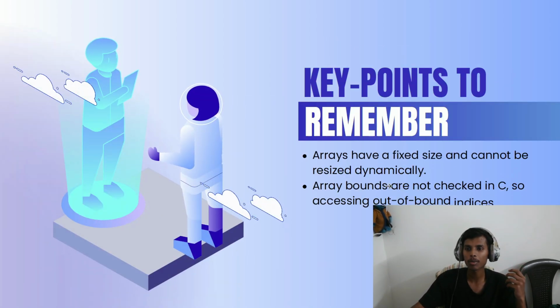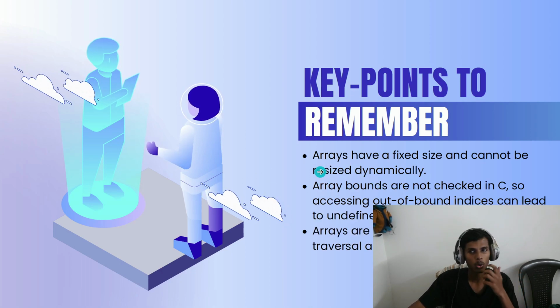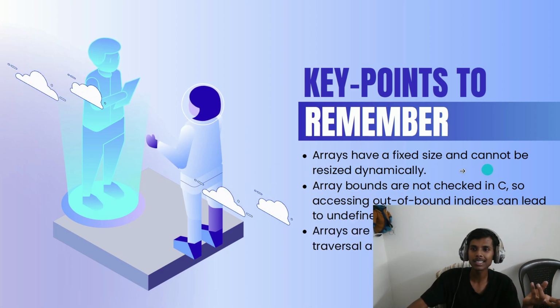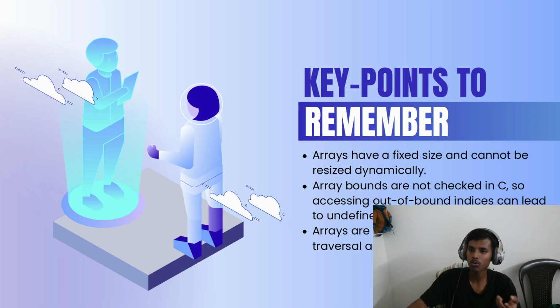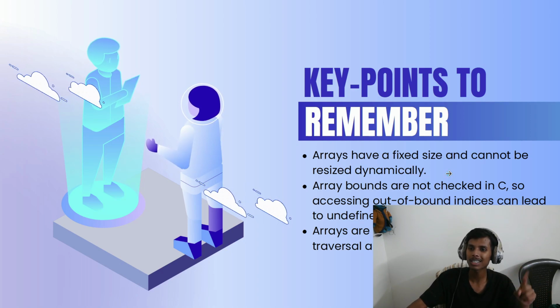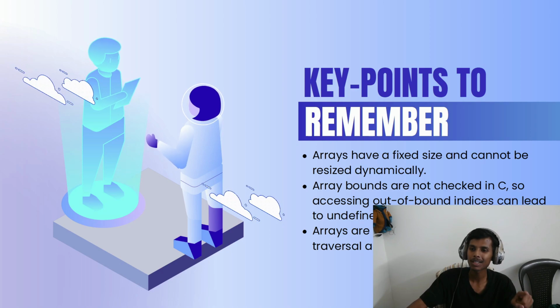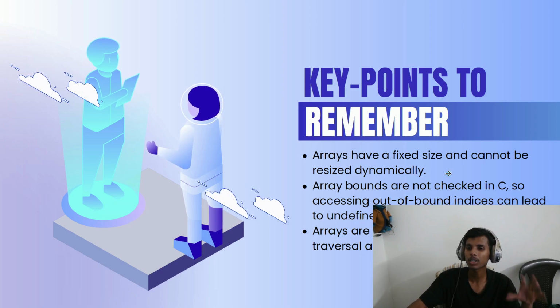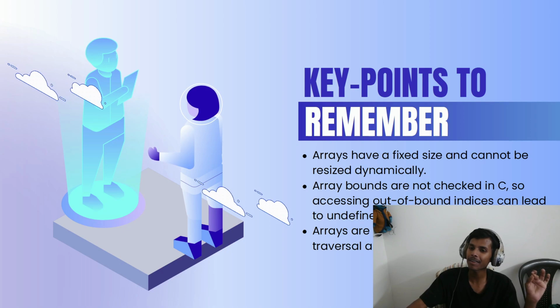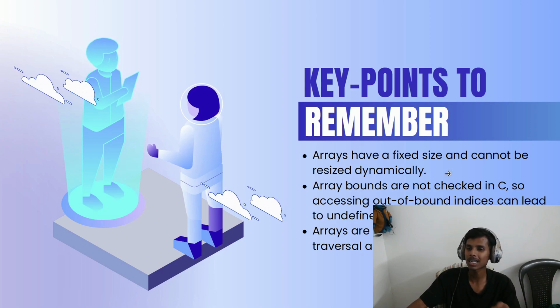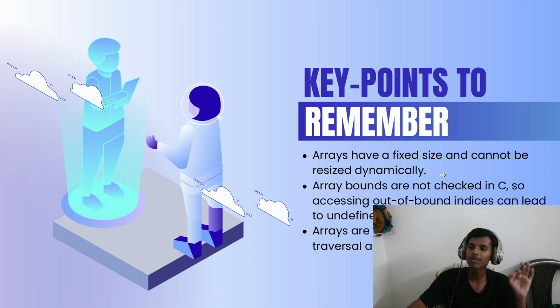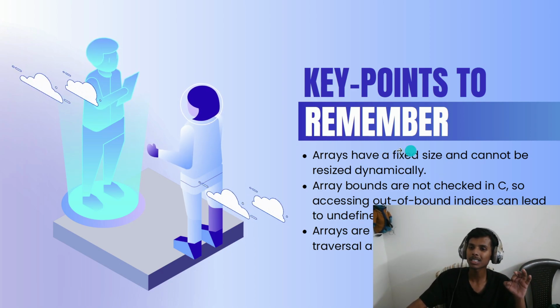So key points to remember. What are the key points? Arrays have a fixed size and cannot be resized dynamically. As I already told you, when you declare an array, it must have a fixed size. You cannot declare an array without any size. It means that you cannot declare an undefined array unless you initialize the values then and there itself. So if you have to declare an array, it must have a fixed size then and there itself.